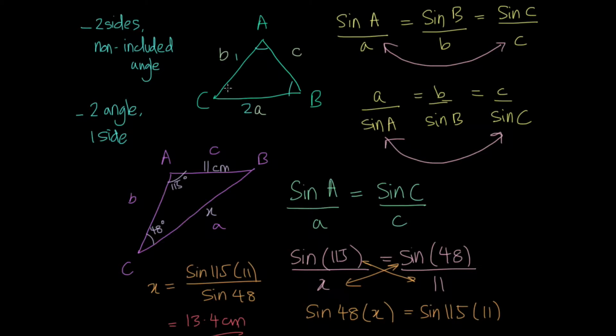So if I had this angle and this angle, then using the interior sum property of a triangle, I know that they all add up to 180, so I would know this angle as well. And if I have any side, I would be able to find the measure of the other side. So these would be two cases where using the sine law would be possible.